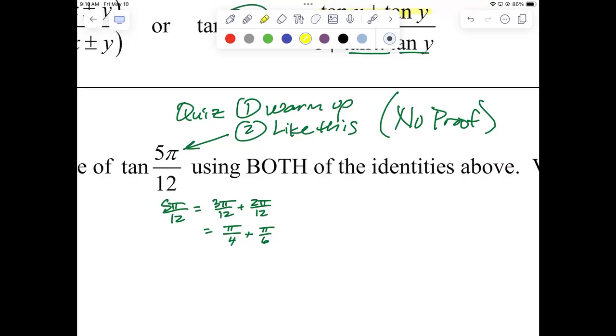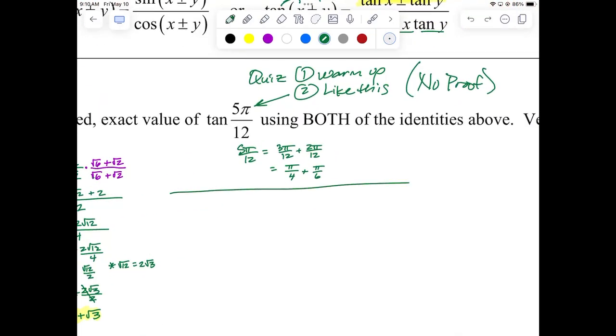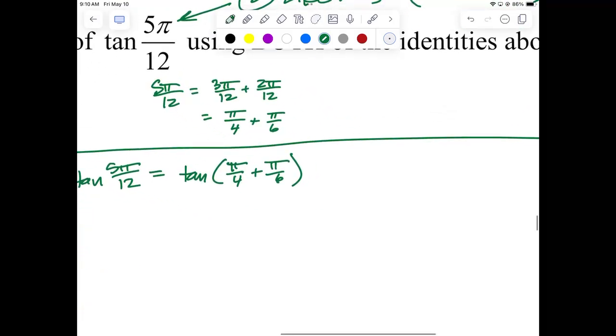All right, now that's the first way to do it. We're now going to do it the other way, in terms of tangent. Should we get something that's equivalent? We should. Okay, so let's do it right here while we can still see why. So here we go. Tangent of 5 pi 12ths is now equal to tangent of pi 4ths plus pi 6. All right, now I'm going to write the identity in terms of tangent.